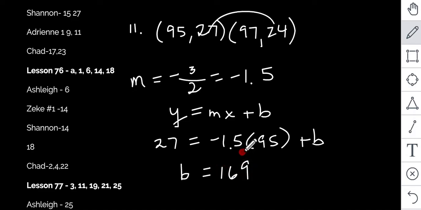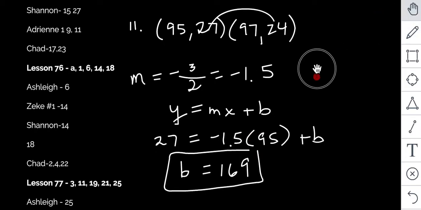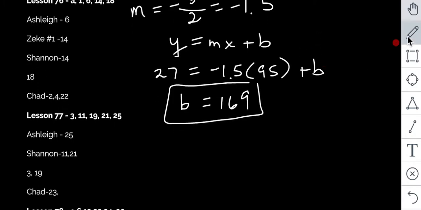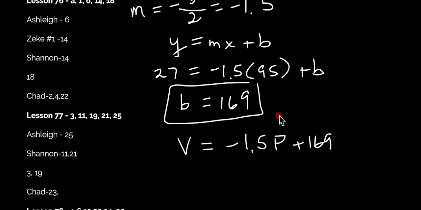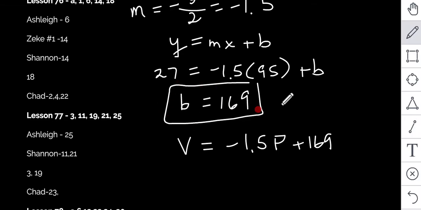I told you it's going to be off a little bit. You just need to make sure if it's positive and not negative. Like if it makes sense, then you're going to use it. And when you're putting this back in, you would use the right letters. So the y coordinate is v, so it would be v equals negative 1.5 p, the letter is p, and then it would be plus 169. It's a little off, but we're going to go with it. Alrighty, let's go to the next one.